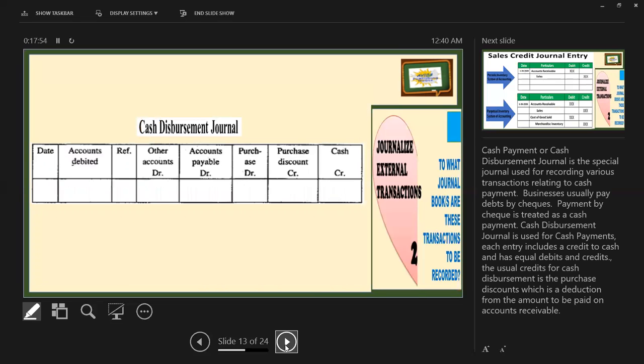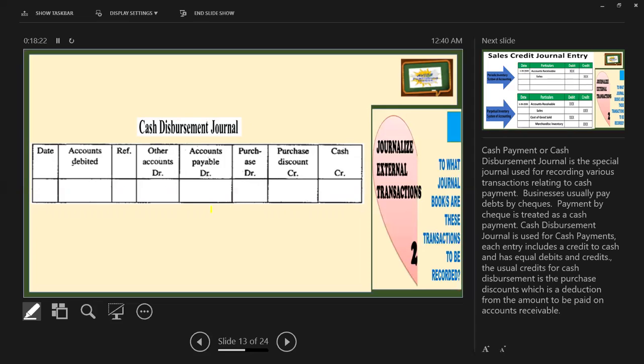So cash disbursement journal. This is a special journal used for recording various transactions relating to cash payment or disbursement. Businesses usually pay debts by checks. Payment by check is treated as a cash payment transaction. Cash disbursement journal is used for cash payments. Each entry includes a credit to cash.